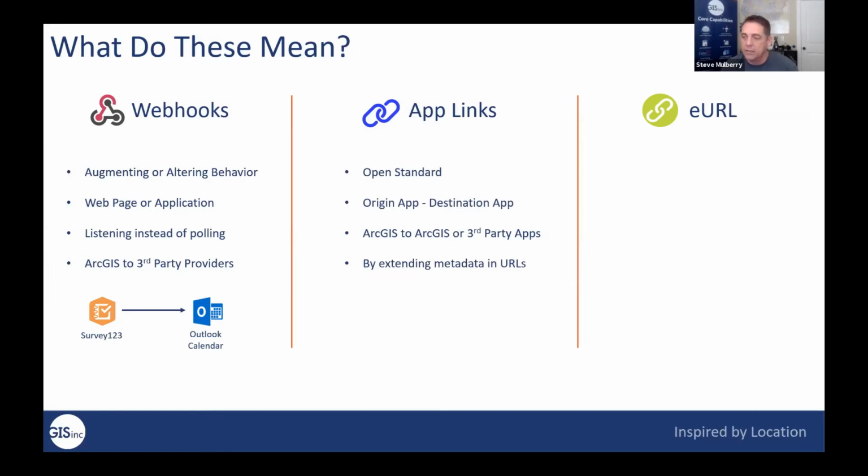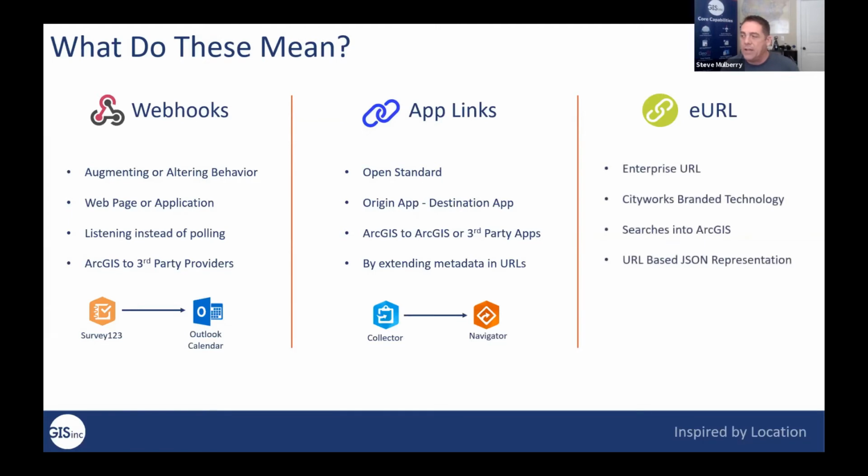We'll get more into that here in a second, but think of things like if you're in Collector and I got some information and I need to then navigate myself to that asset or that feature that I'm collecting. Collector can send information via URL in the metadata to Navigator. Navigator can open up and then build that route for me automatically to get me from point A to point B.